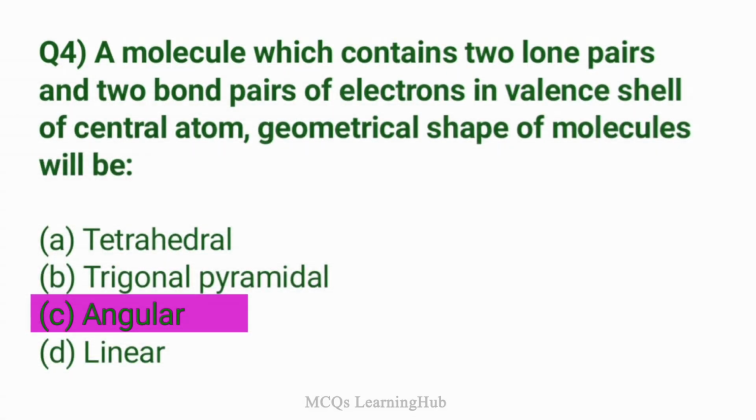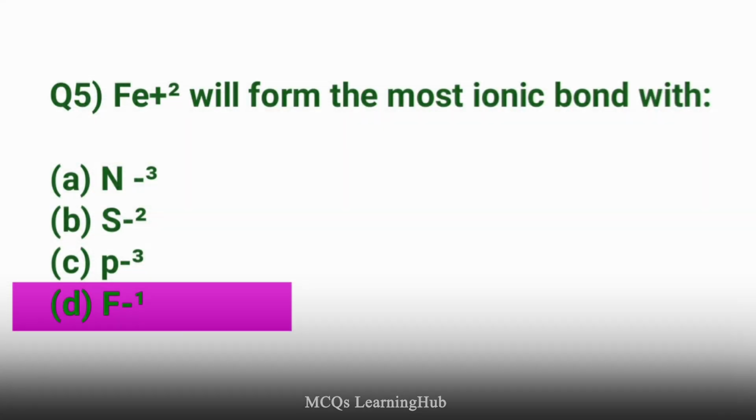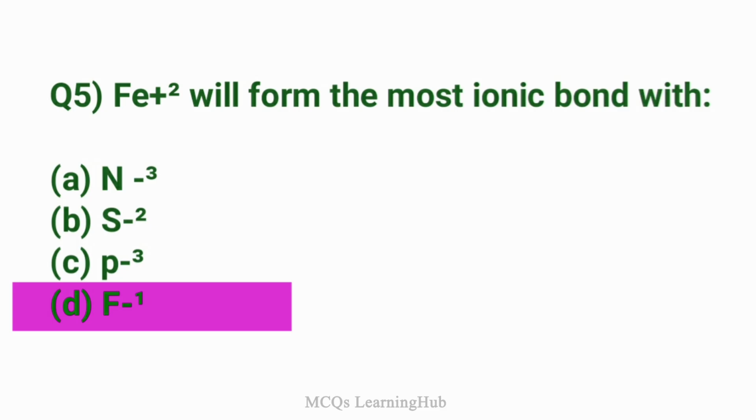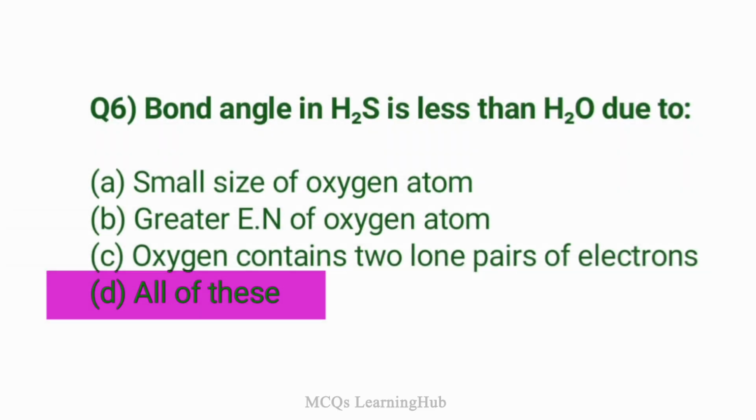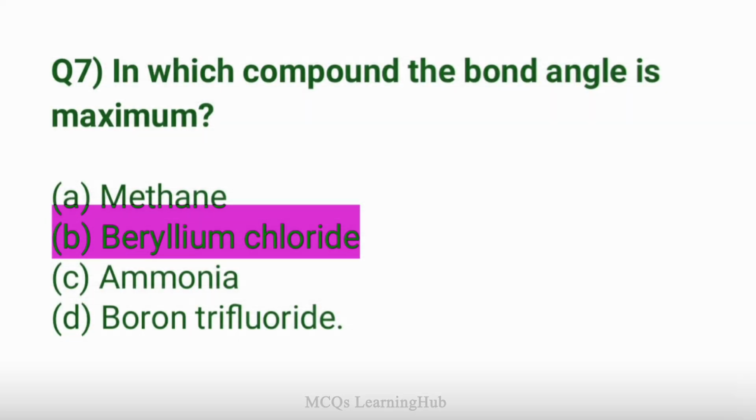Next question. A molecule which contains 2 lone pairs and 2 bond pairs of electrons in valence shell of central atom. Geometrical shape of molecules will be option C, angular. Question 5. If E plus 2 will form the most ionic bond with option D, F minus 1. Question 6. Bond angle in H2S is less than H2O due to option D. Question 7. In which compound the bond angle is maximum?